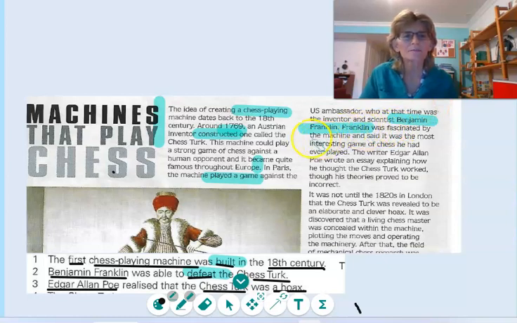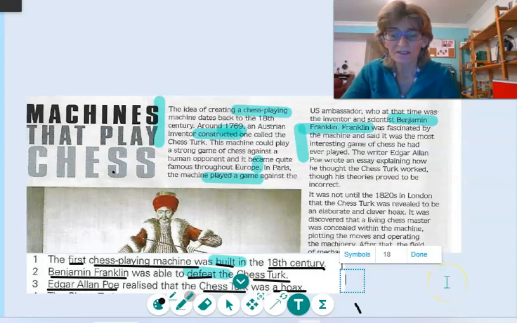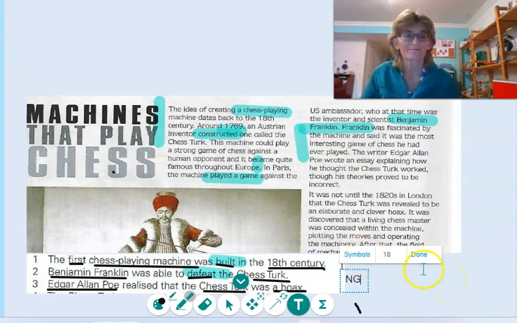Franklin was fascinated by the machine and said it was the most interesting game of chess he had ever played. He said it was fascinating, it was interesting, but there's nothing to mention whether he defeated the chess Turk or whether the chess Turk defeated him. So the answer, of course, is not given. Not given. Okay.